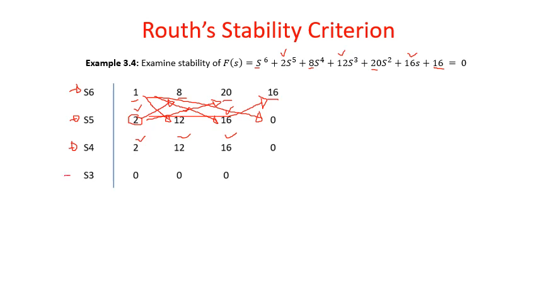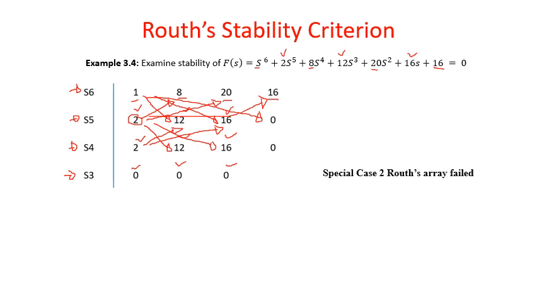Next is the s3 row. How do we go? 2 multiplied by 12 minus 2 multiplied by 12, so we get 24 minus 24, which is 0. Then 2 multiplied by 16 minus 2 multiplied by 16, so here also we got a 0 term. Then the next one will also be 0. So here we can see that in the s3 row all the elements are 0, hence the next term cannot be continued.